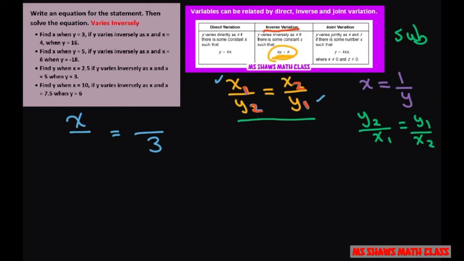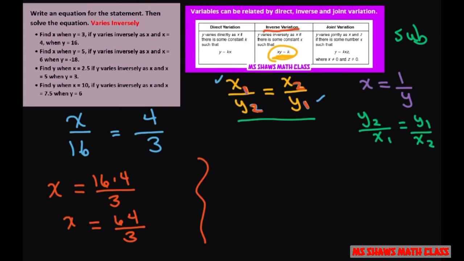And x equals 4 when y is 16. So these two go together. And then you just solve. So you're going to cross multiply and you get x equals 16 times 4 divided by 3. So that x equals 64 divided by 3. Now let's try the next one.